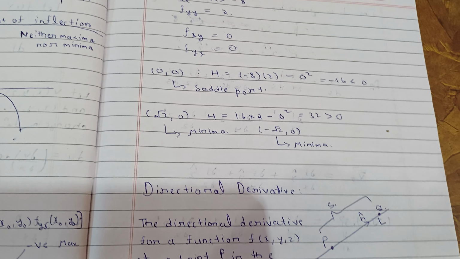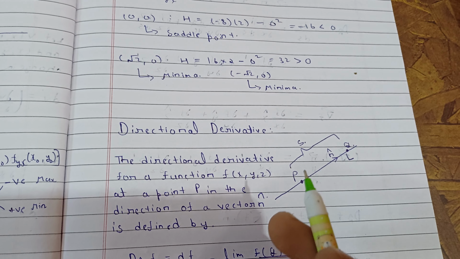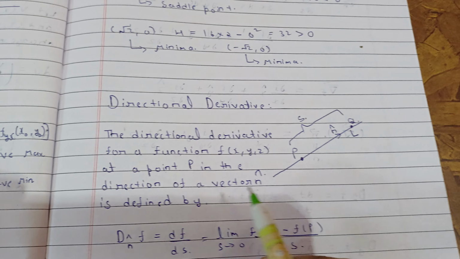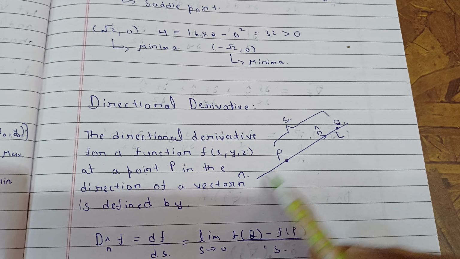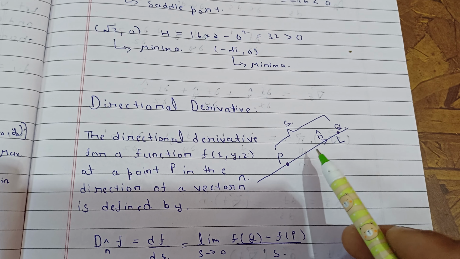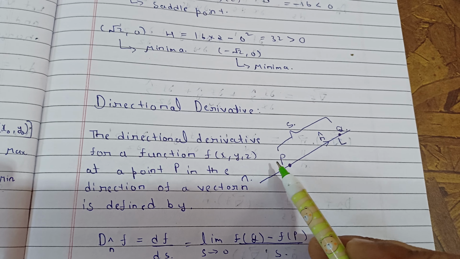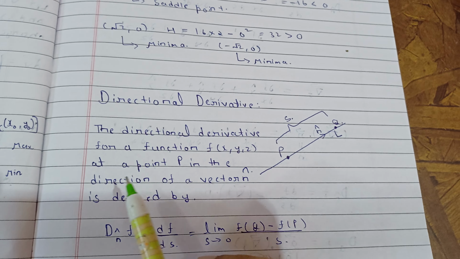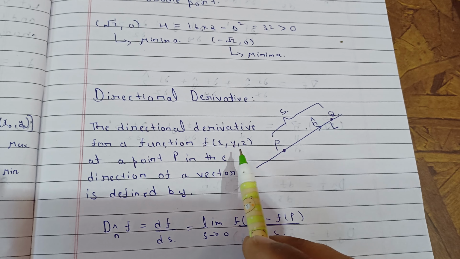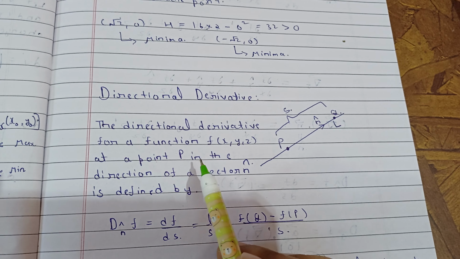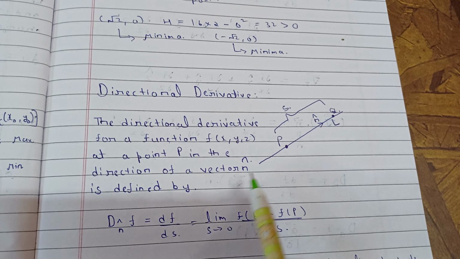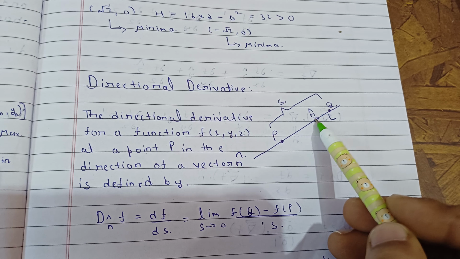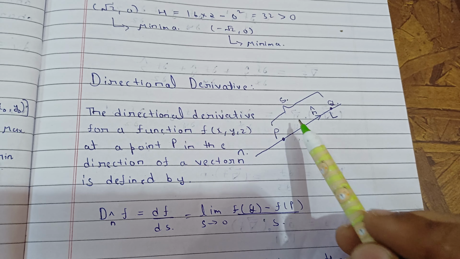So today we will discuss the directional derivative, which is another application of gradient. So let's see what a directional derivative is. Basically, if you have a function f, then how f is changing in any particular direction is called a directional derivative. Let's see how we can define this. The directional derivative for a function f, which is a function of x, y, z, at a point P in the direction of a vector n cap, means at any point P, in this n cap direction, how f is changing.